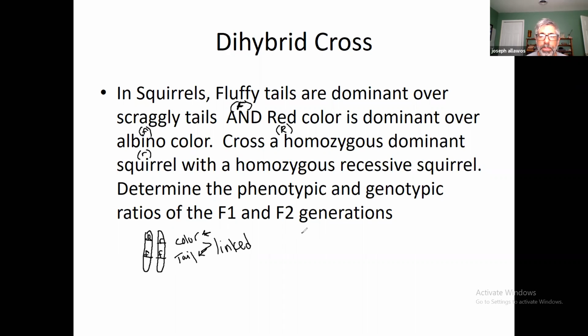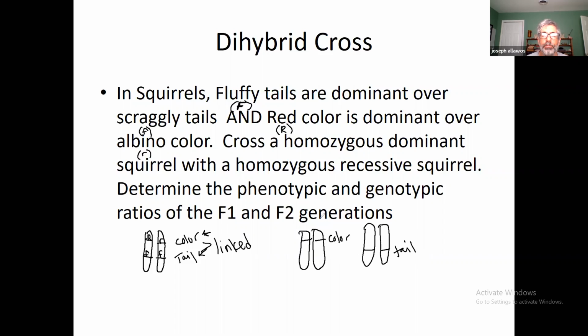Instead, I want you to think about it like this: there's one pair of chromosomes that has the color gene, and then some other pair of chromosomes somewhere down the line has the tail gene. And so what you then realize is now you're dealing with 4 chromosomes for each parent instead of just 2 like we had before when we did a monohybrid cross. Other than that, you're going to work the problem just the same way.